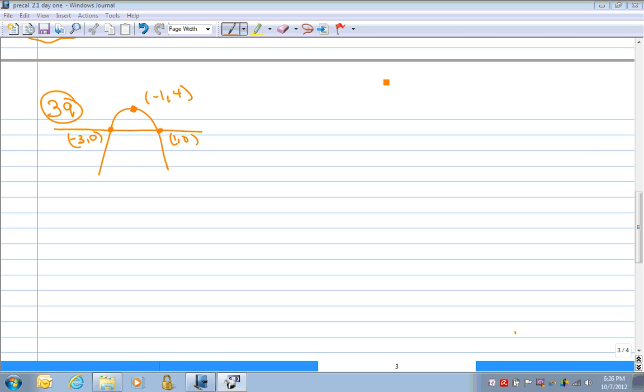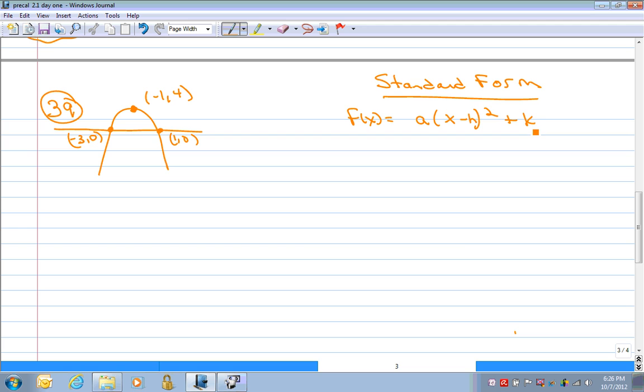I'm going to go ahead and write it down for you over here, and you'll want to have this written in your notes. Standard form. Here it is. F of x is equal to a, parentheses, x minus h squared plus k. And a couple things we need to identify. The h and the k are your vertex, and the a is something that you will find, you will solve for, and then of course f of x is the same as y.